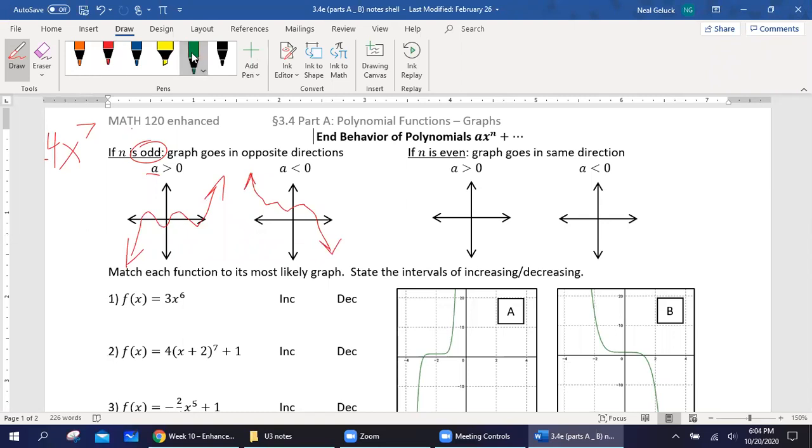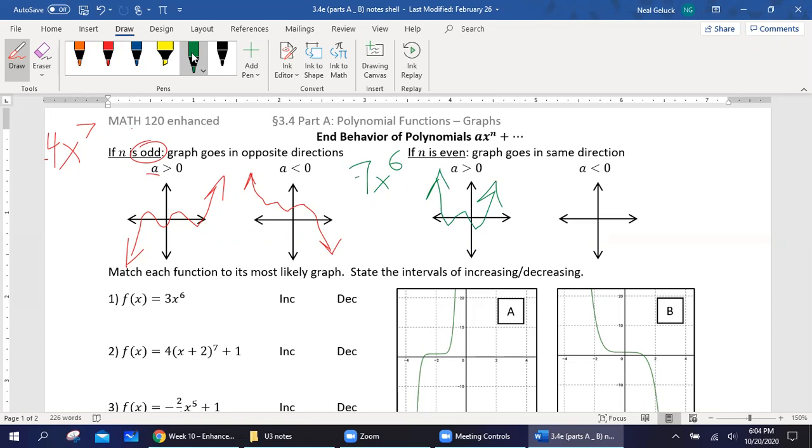If the degree is even, so like if I have x to the 6th or 4th or 8th or 10th or whatever, then the graph is going to go in the same direction. If it's positive out in front, so like let's say it was a 7 out in front, the graph is going to start up high. It might do some wiggle, but it's going to end up high. So notice it's going in the same direction, up and up on both ends.